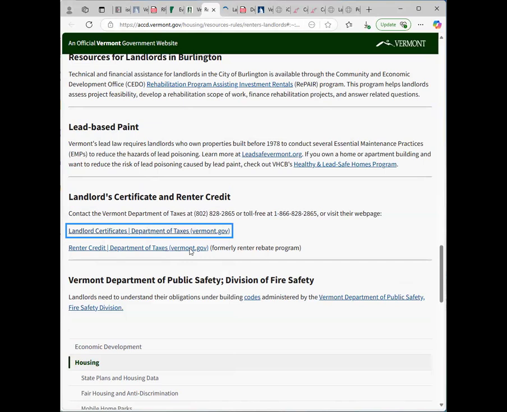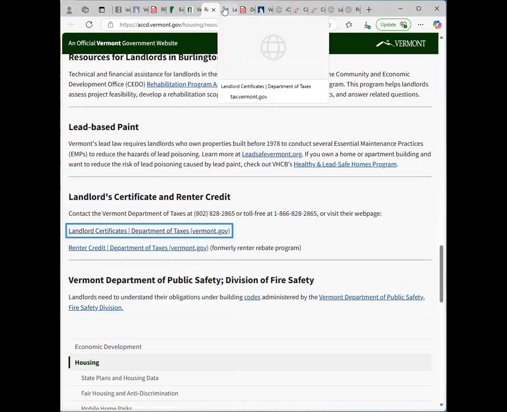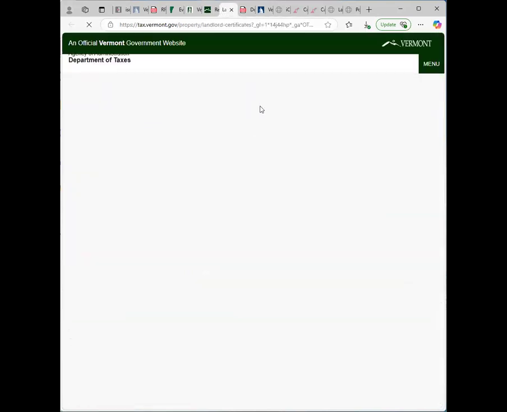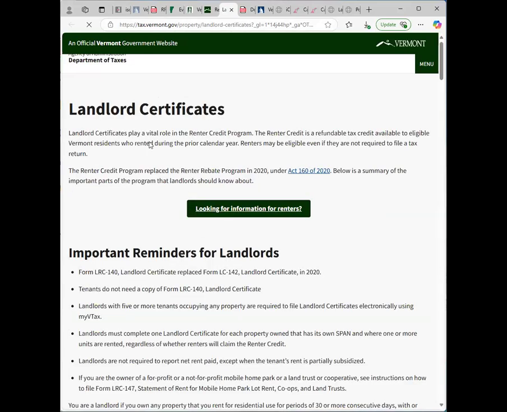And so it looks like if you're doing a rental, probably a long-term rental, that you will get a credit for, yeah, landlord certificates play a vital role in the renter credit program. It's a refundable tax credit available to eligible Vermont residents who rented during the prior calendar year. Renters may be eligible even if they are not required to file a tax return.